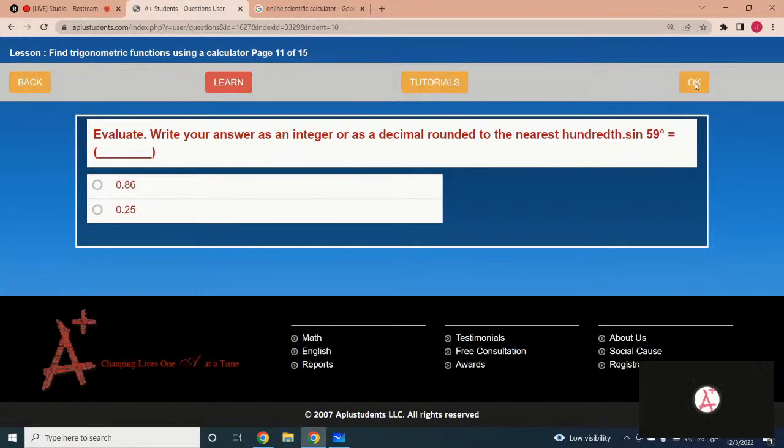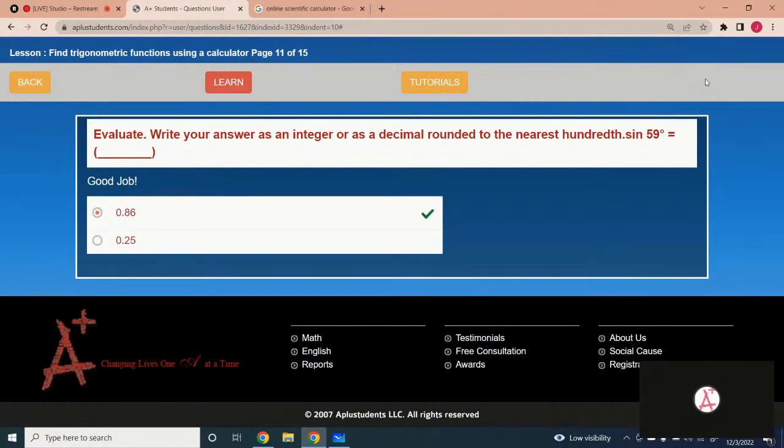Evaluate. Write your answer as an integer or as a decimal rounded to the nearest hundredth. So you have to calculate the value of sine 59. So just select the correct option, and sine 59 is 0.85. Got it? So just select the correct option and click on the OK button.